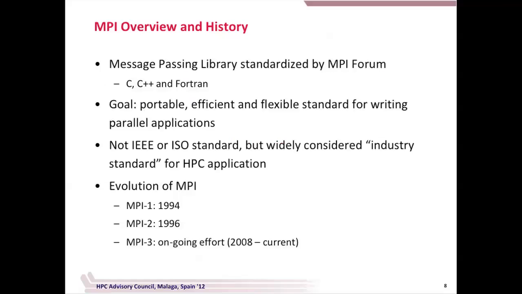So some of you might have already programmed using MPI. How many of you have used MPI? Okay, some of you. So MPI is a message passing library which was standardized by the MPI forum. You can write programs in C, C++, Fortran kind of things. And the goal is to have a portable, efficient, and flexible standard for writing parallel applications.